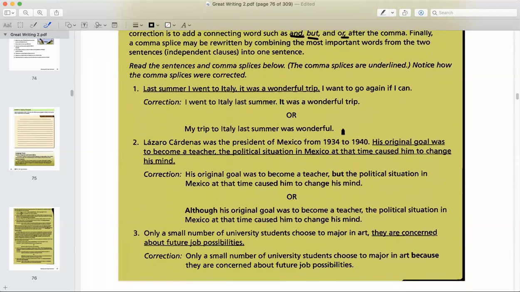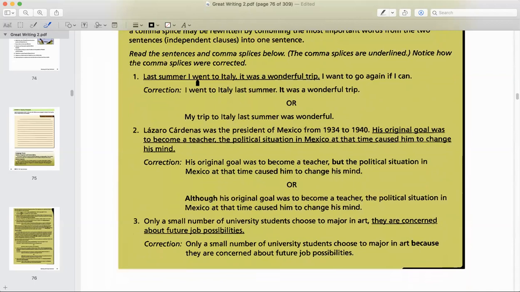Let's see what we did here. So last summer I went to Italy. It was a wonderful trip. So these are 2 complete sentences separated by a comma. So that's a problem. So you could just put in your period and then a capital I, make them two sentences. Sentence one, sentence two. I went to Italy last summer, period. It was a wonderful trip.